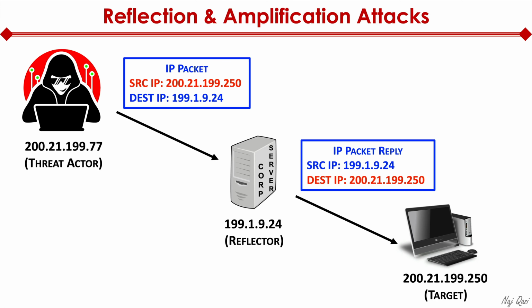So that packet initially is sent to the corporate server. The corporate server then sends an IP packet reply to the machine that it's supposed to send the reply to, which happens to be the target. But remember, the original packet didn't come from the target, it came from the hacker. So the corporate server in the middle is once again an innocent victim who doesn't know what's going on. It's doing what it's supposed to be doing. It gets an IP packet, it sends an IP packet reply. But it's called a reflector attack because the guy in the middle becomes a reflector.